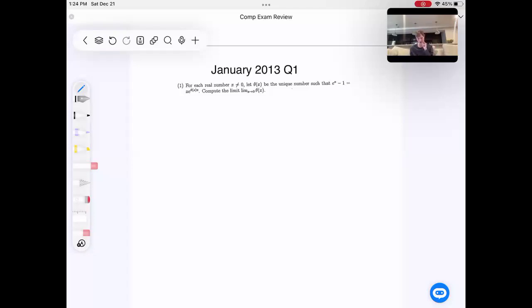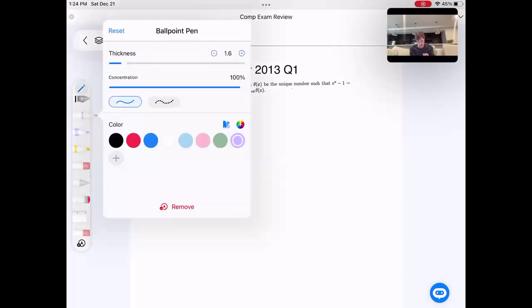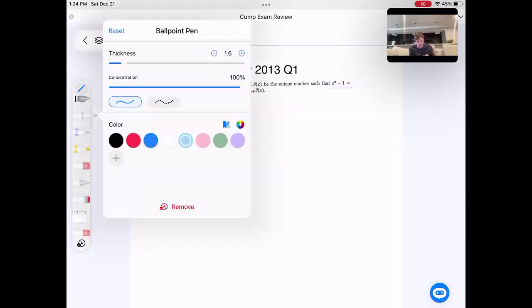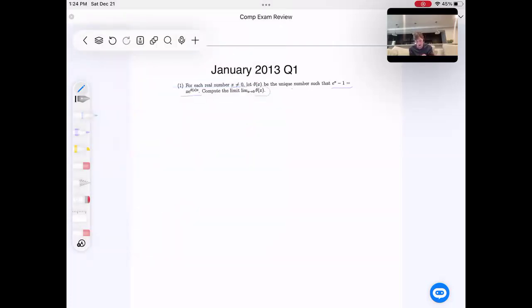And it is question number 1. The question reads as follows. For each real number x not equal to 0, and that's something to pay attention to, let theta of x be the unique number such that e to the x minus 1 is equal to x times e to the theta x times x. And then we are going to be computing the limit as x approaches 0 of theta x.